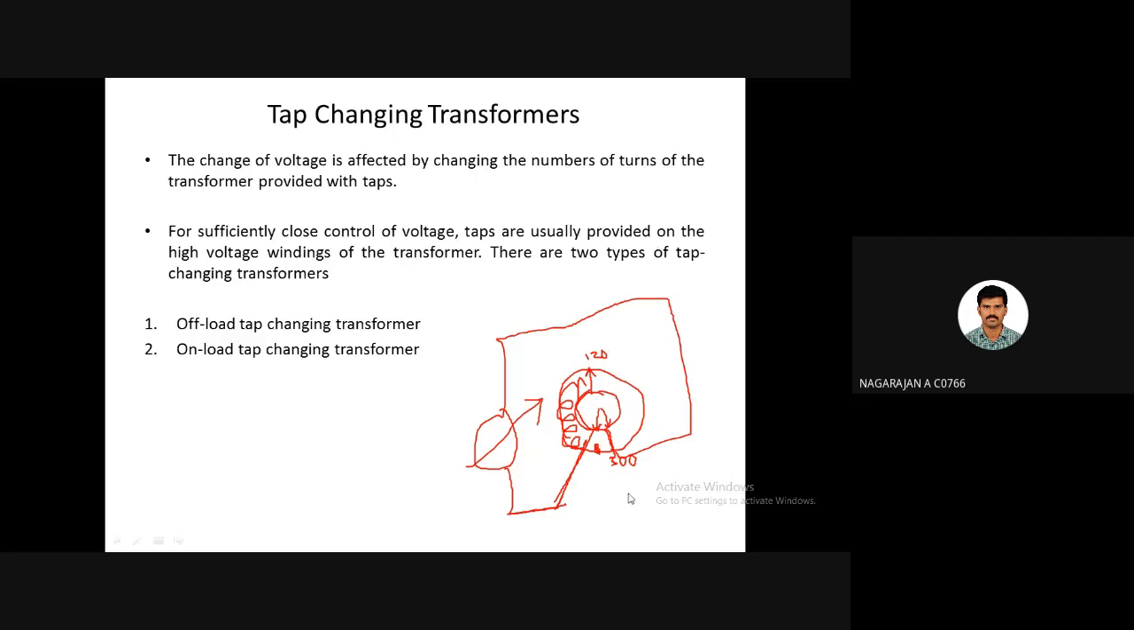Okay, so from this, what we are concluding is the change in voltage is affected by changing the number of turns. So look at the first point. The change of voltage is affected by changing the number of turns of the transformer provided with taps. So it is very evident. With this example, we can understand, based on number of turns, the output voltage is decided.